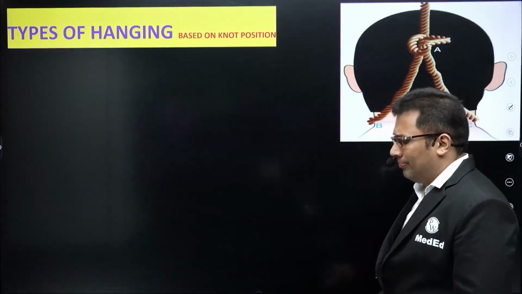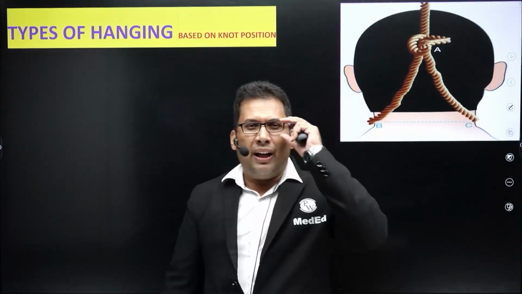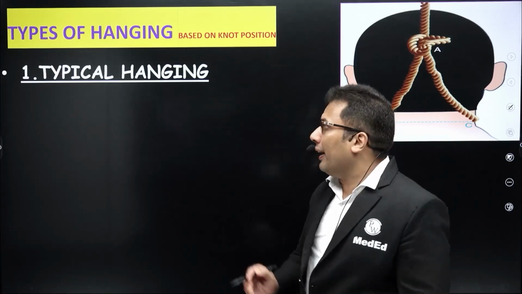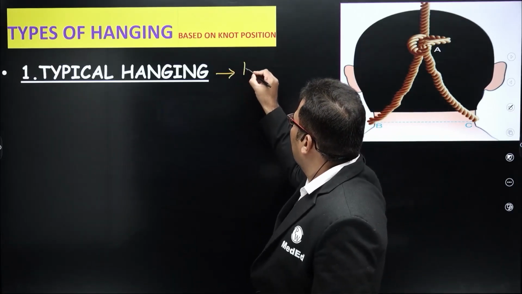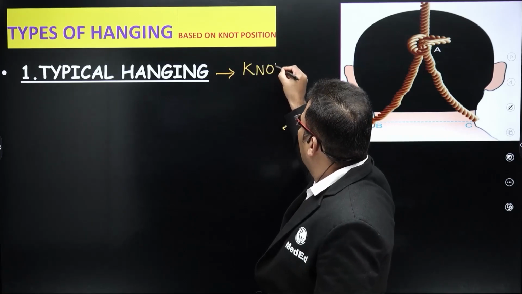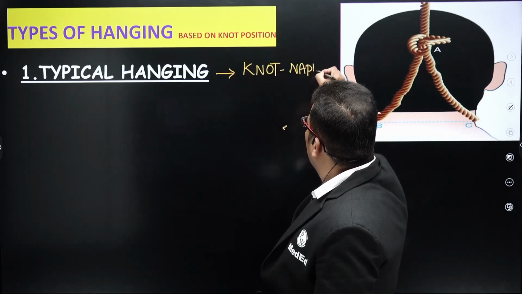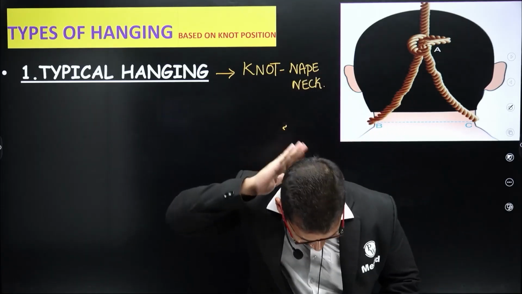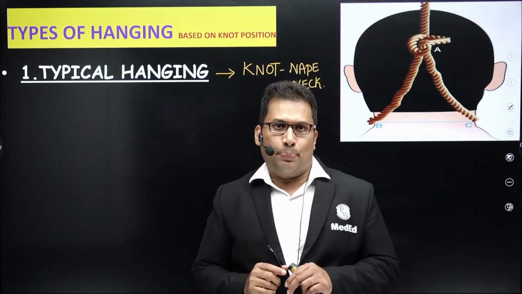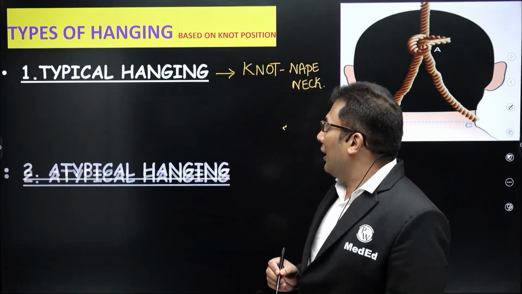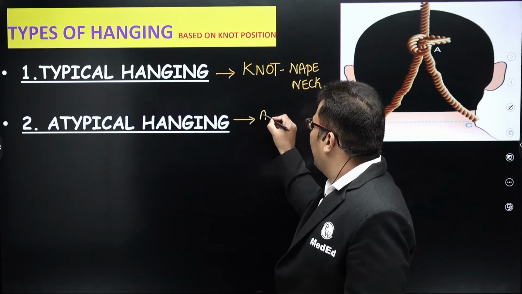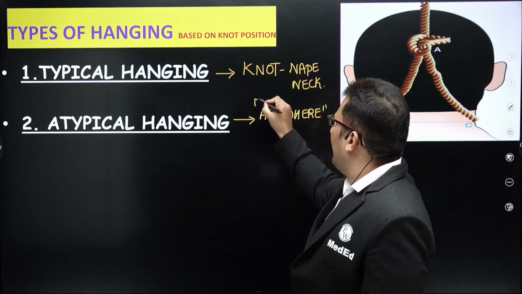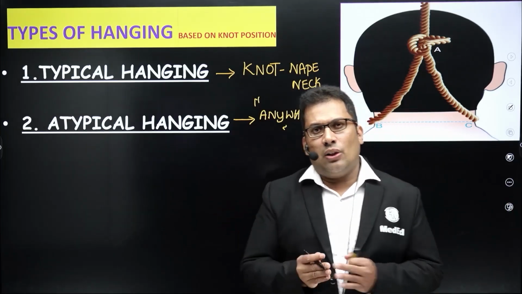Now, types of hanging based on knot position. Typical hanging is where the knot is present at the nape of the neck, somewhere here, or at the occiput. That is known as typical hanging. Atypical means anywhere other than the nape of the neck. It can be anywhere. That is known as atypical hanging.